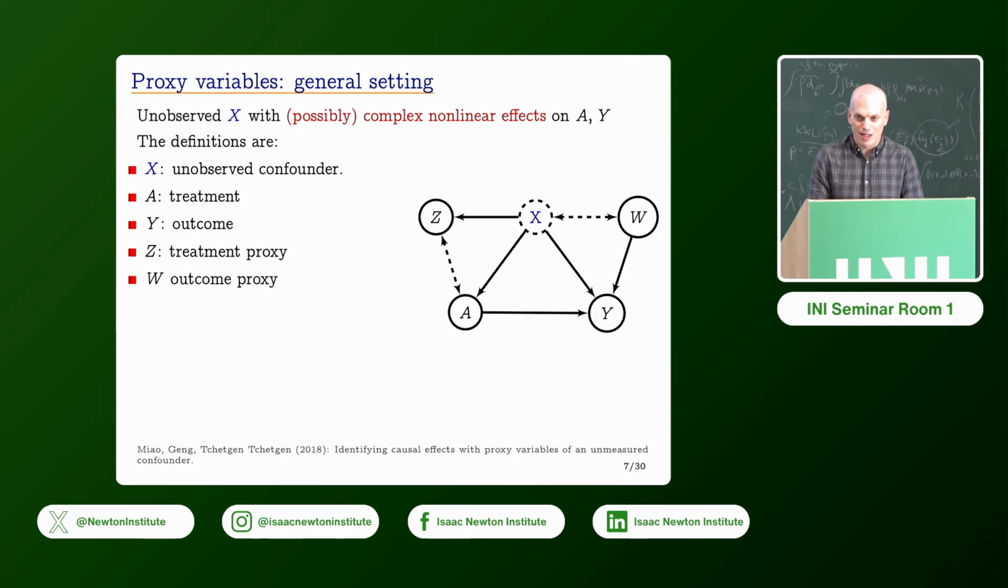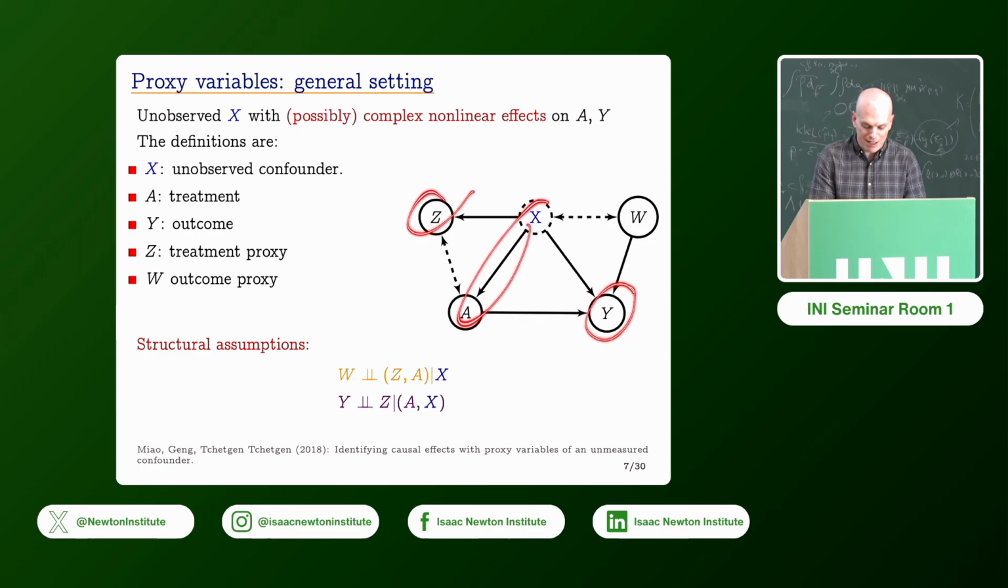But there are two core assumptions that absolutely need to hold for any of this to work. These are what we're going to call the structural assumptions. One is that W is bottlenecked from Z and A by X, so W is independent of Z and A given X. And Y is bottlenecked from Z by X and A, so Y is independent of Z given X and A.